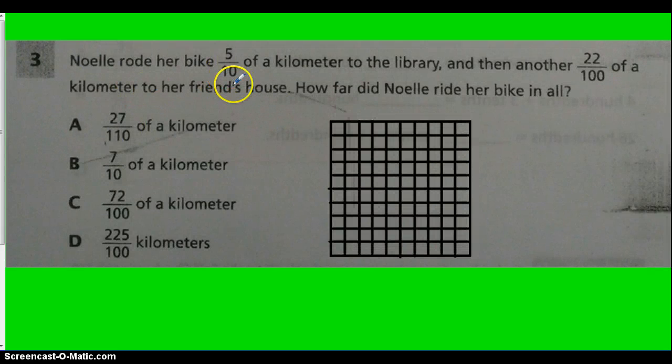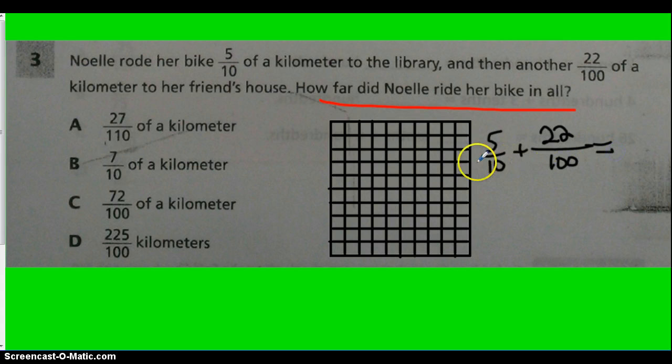Okay, another one where we are writing equivalent fractions for tenths and hundredths to combine them. So how far did you write in all? So this would be 5/10 plus 22 hundredths. Okay. And again, a common mistake is to add 5 plus 22 is 27 and add our denominators. And A would be a typical one. See, that is incorrect because our parts are not the same size.